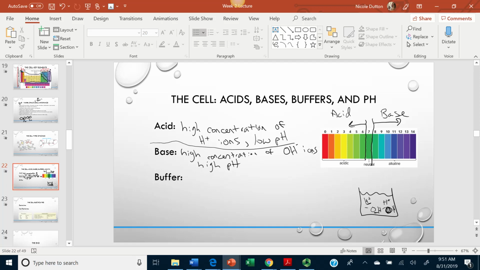And what is a buffer? A buffer is a substance that attempts to prevent a change in pH. So it will donate and accept hydrogen ions to prevent a change in pH.